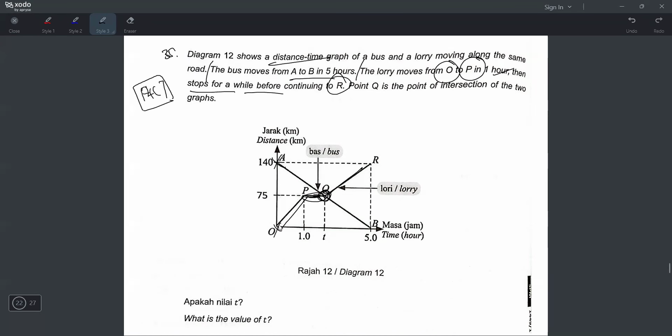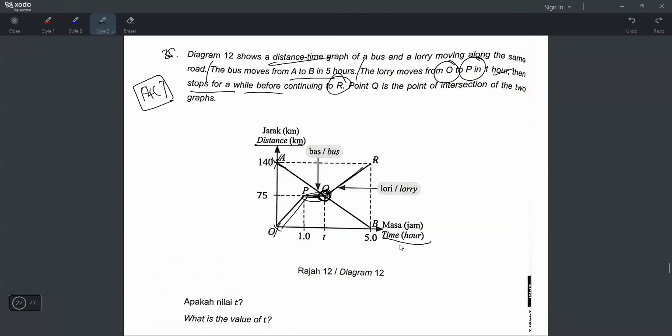So one is going from Ipoh to KL, one is going from KL to Ipoh. But they start at the same time, just the location they start from is different. But they will meet eventually, and this is where they meet. Oh, and one more thing, this is a distance-time graph.